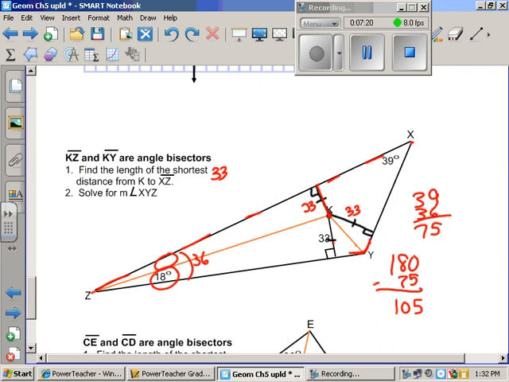Since this is an angle bisector, I could even do these two pieces because I could just divide 105 by 2 and get 52 and a half. So KYZ is 52 and a half, and XYK is also 52 and a half. So your homework that you do in class on Monday is going to be just more practicing with circumcenters and incenters and the things they create.